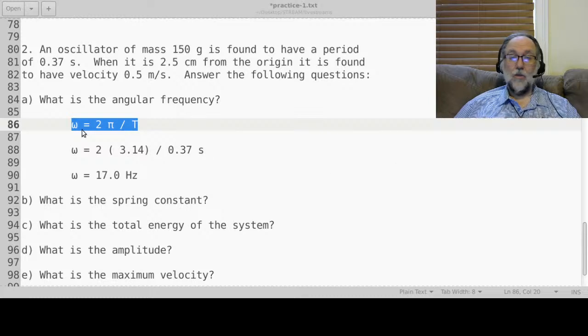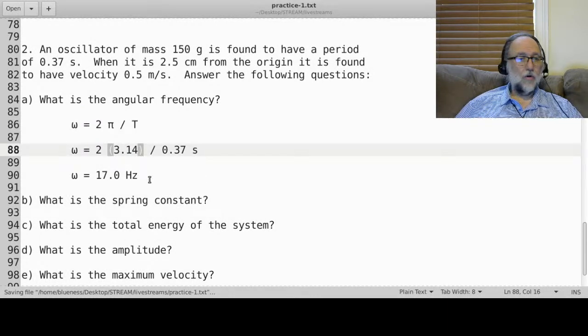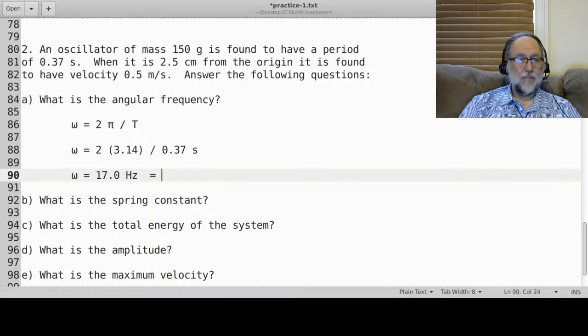So the relationship between the angular frequency and the period is given by this formula. Omega, that's the symbol for angular frequency, is equal to 2 pi over capital T. And so it's just a matter of plugging in. Omega is equal to 2 pi, which is 3.14, divided by 0.37 seconds, and that gives us an omega of 17 hertz. Now hertz, I think you know this, is the same as per second, a reciprocal second.